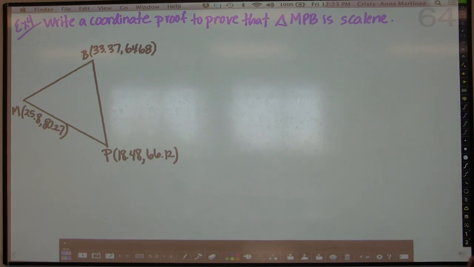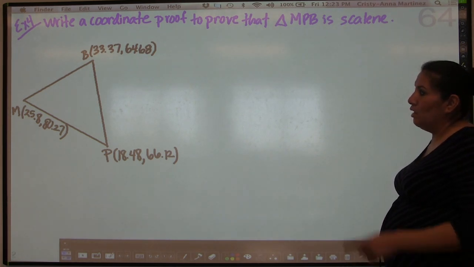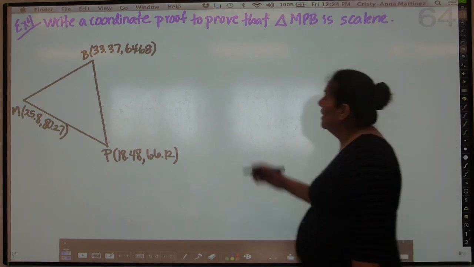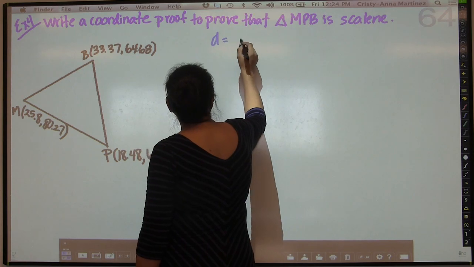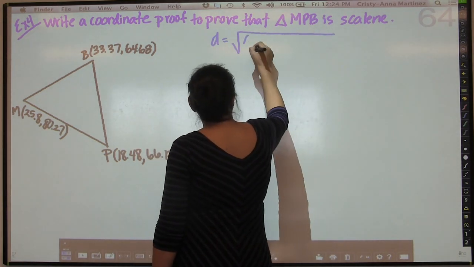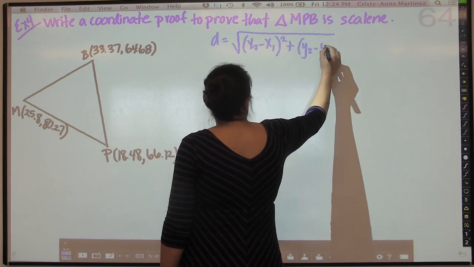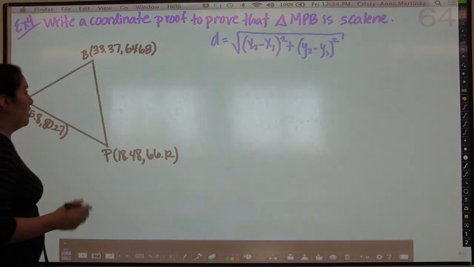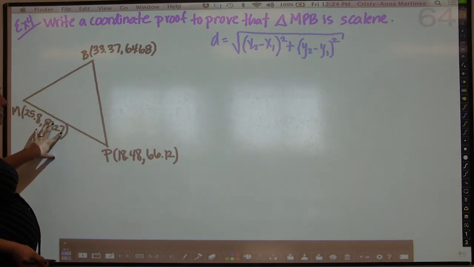And then our last one is a coordinate proof to prove that triangle MPB is scalene. To prove that something is scalene, that means that all the sides of the triangle are different. None of them are the same. And so to do that, we're going to need the distance formula. So I'm going to go ahead and put it up here in case you have forgotten it. The distance formula is the difference in the x coordinates squared plus the difference in the y coordinates squared. Okay? So basically what we need to do in this coordinate proof is really simple. We basically use the distance formula for all 3 sides and then determine that they're not the same.